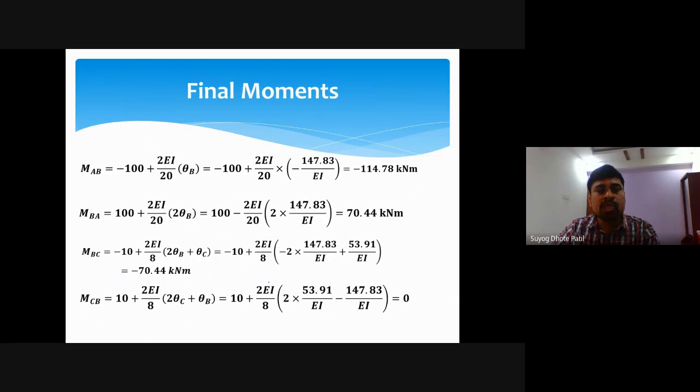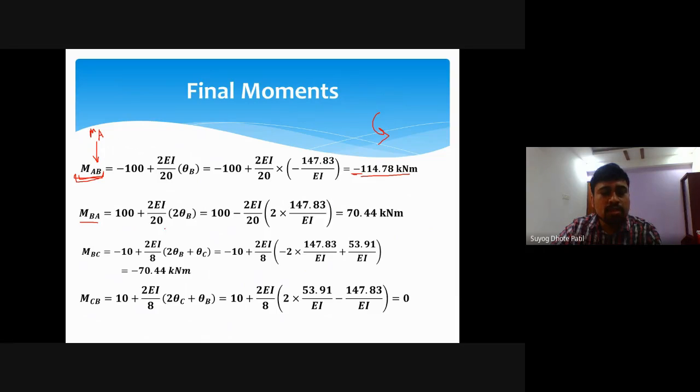So the final moments will be as follows. MAB means the contribution of moment at A in member AB, which will be 114.78 kilonewton meter. Nature wise it is anti-clockwise, so it is minus.